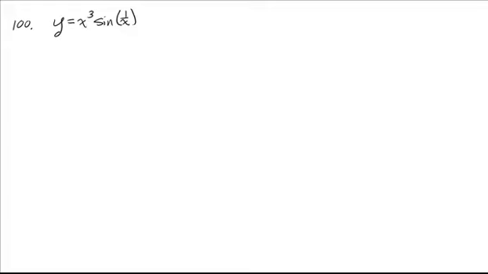We're going to take the derivative of y equals x cubed times sine of 1 over x. We can see that we have a product here, so we're going to start this with our product rule. There will be a chain rule in our product rule, but we'll deal with that when we get to it.